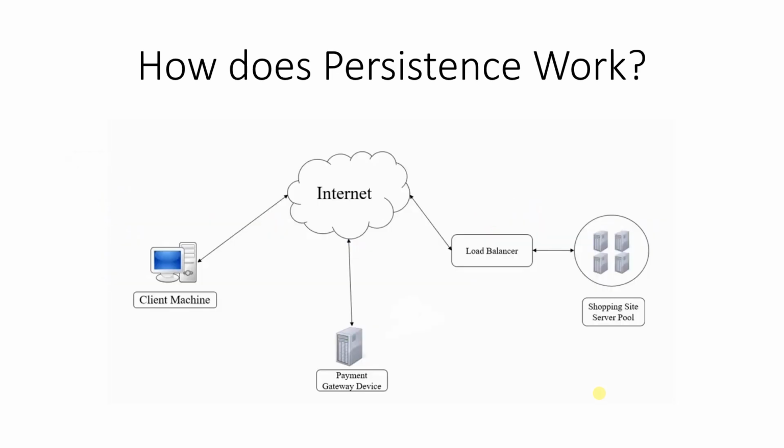Let's understand the importance of persistence by taking a real-life example. Let's assume that you, as a client, visit a shopping site, complete your shopping and make your online payment. Over here on the shopping site, you have a server pool. Now when you proceed to the payment, the shopping site will redirect you to a payment gateway. In this situation, three devices are involved. One is the client machine, from where you as a client are accessing the shopping site. Second comes the shopping site server. The third one is the payment gateway server.